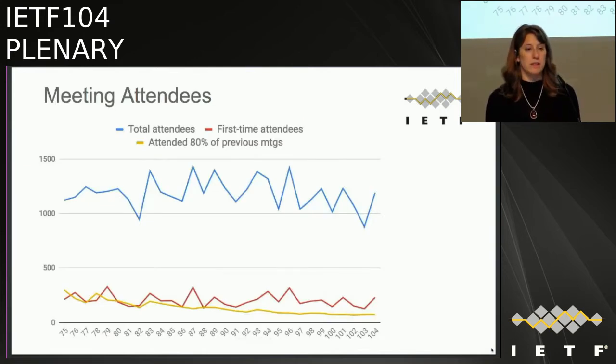If we take a look at the trends, what this shows you is the overall attendance, the first-time attendees, and the set of attendees who've attended 80% or more of prior meetings. You can see, as you would expect, the meeting attendance goes up and down depending on the location and the time of year, and the first-time attendees fluctuates somewhat in tandem with that, although a bit on its own curve. And then the last line is a little bit on the decline. So the true believers in the IETF who have been around the longest are becoming a smaller group over time.